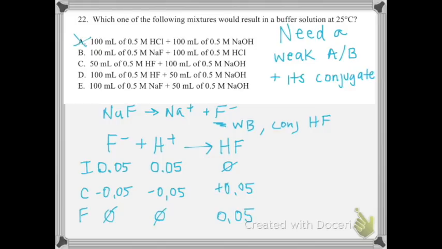So we can look and see, do we have a weak acid or a weak base? Okay, we have the weak acid, but do we have its conjugate base? And the answer here is no, because it was totally consumed in the reaction. So B is not an option.